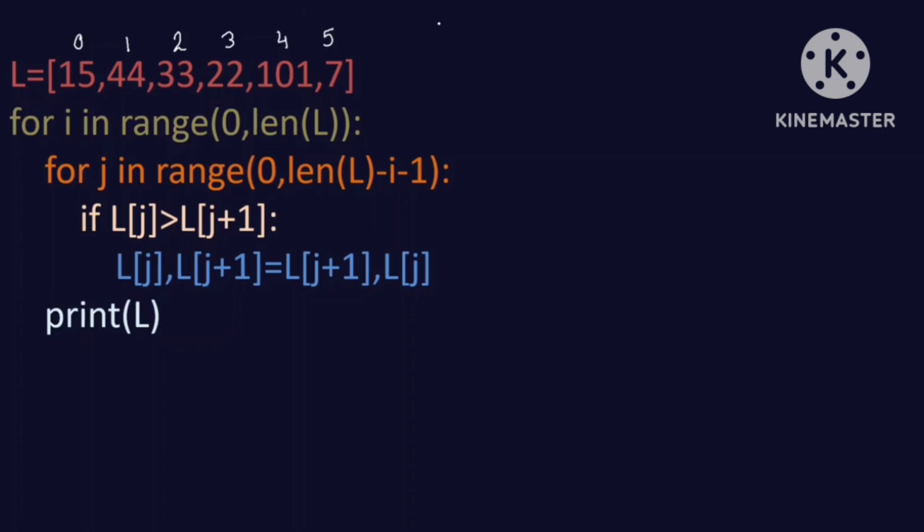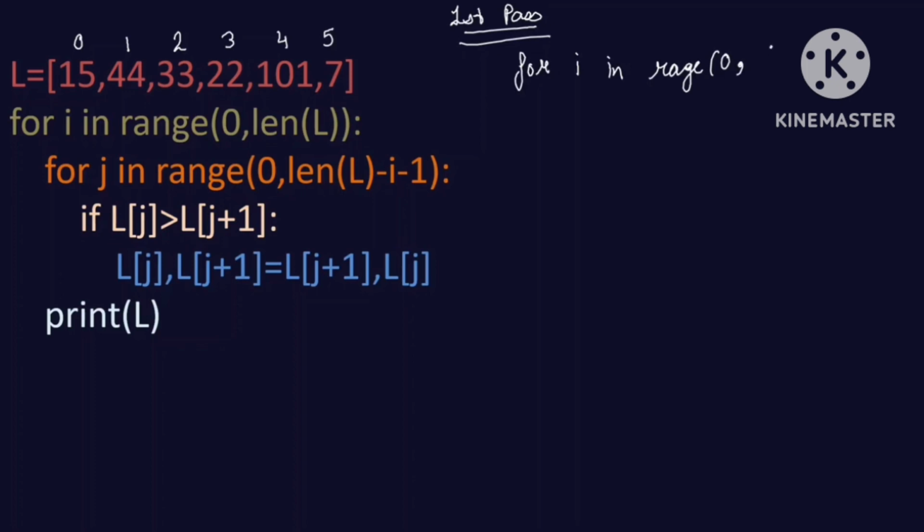So here is a program. L is equal to, we have taken some sample data: 15, 44, 33, 22, 101, 7. All these elements are not in sorted order. First, we will write our loop: for i in range 0, length of L.